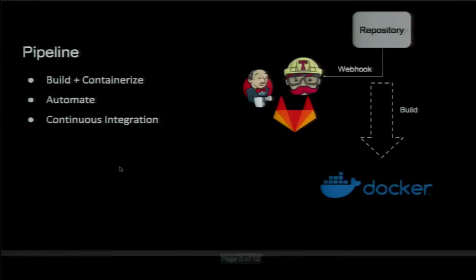So a normal pipeline looks like this. You first need an executable, then you need to containerize it. The automate part is just to make it easier. And then the continuous integration framework picks up from your Git repository, does the entire build, and spits out a Docker image whenever you push to your repository. So that's my ultimate aim right now.